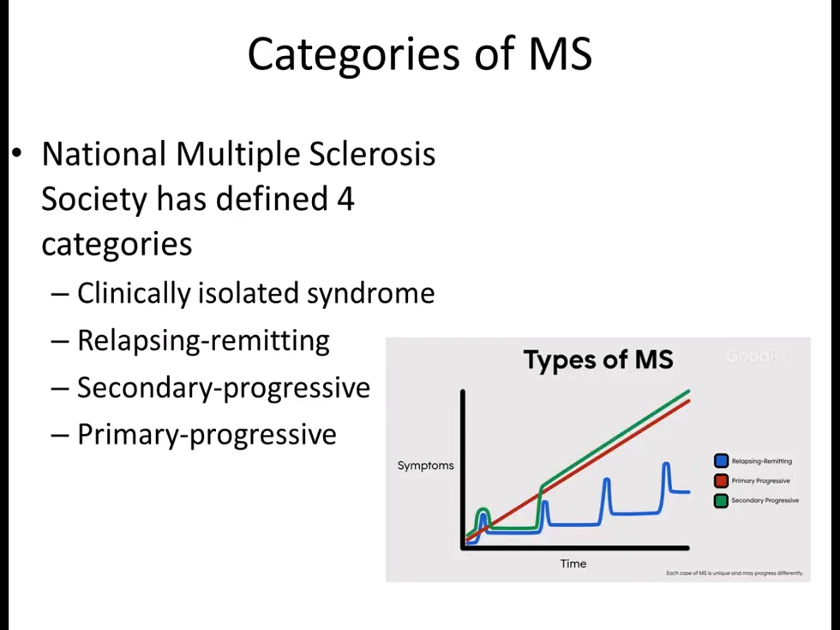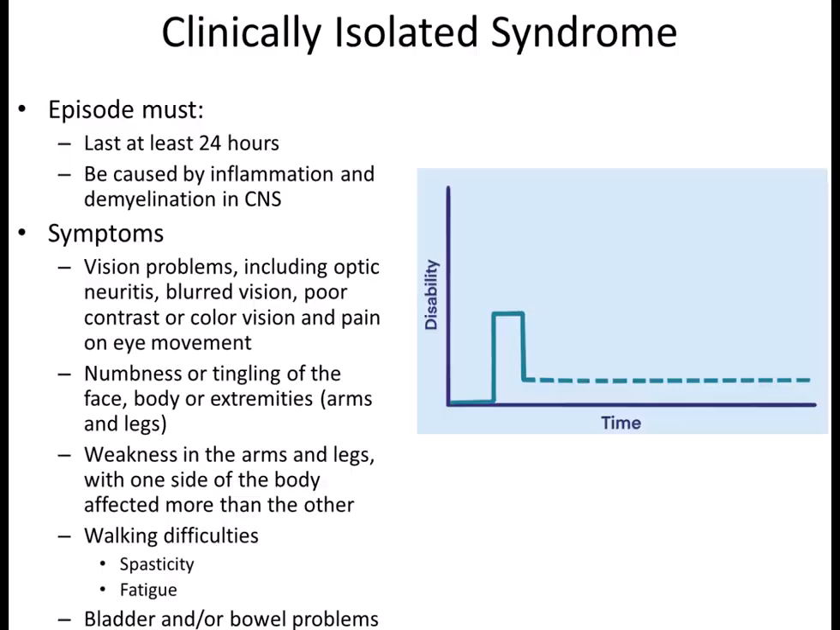As far as categories of MS, the National Multiple Sclerosis Society has defined four that we need to know about. Okay, there's the clinically isolated syndrome, relapsing remitting, secondary progressive, and primary progressive. And the chart on the bottom right of the slide gives a brief overview of each of these. We're going to take each in turn as we go through the rest of the presentation. So first, clinically isolated syndrome.